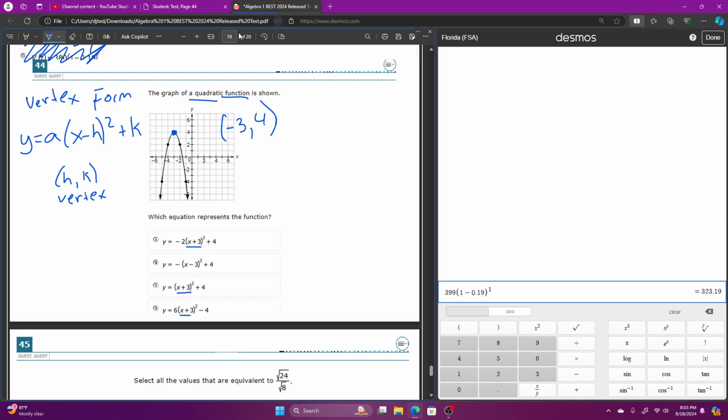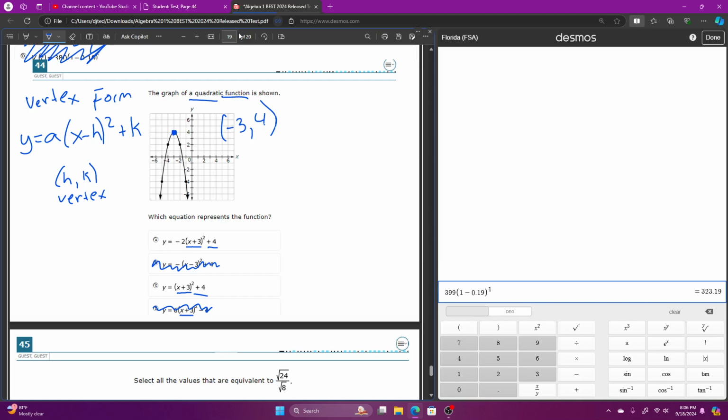All three of these have x plus 3. And then y, your k, is 4 plus 4. You're out, in. Okay, so from the vertex, we've got that.